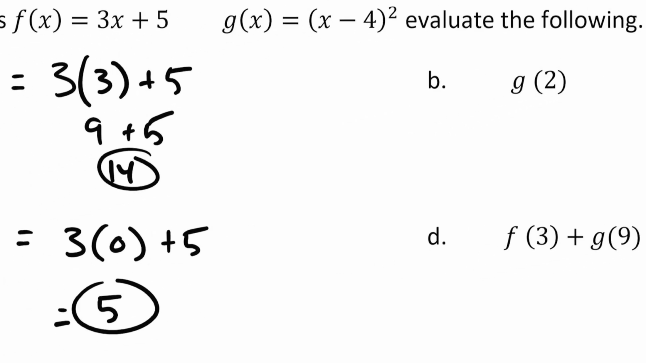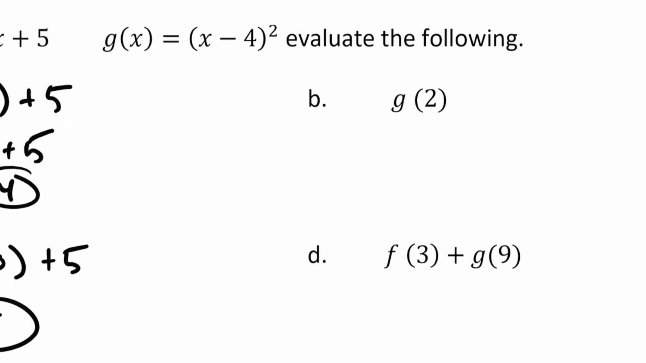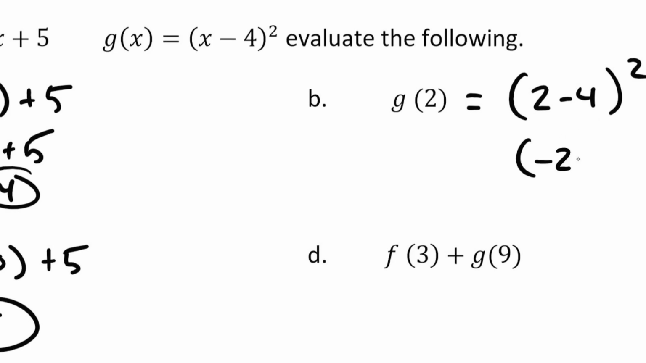For B, it says, what's g of 2? Okay, so particularly when you're squaring things, be careful with this. So g of 2, right, I get 2 minus 4, and I'm going to square that. 2 minus 4 is -2. So I have -2 squared. And of course, to square a negative number means that I multiply it times itself. That's what it means to square any number. So -2 times -2 is +4.